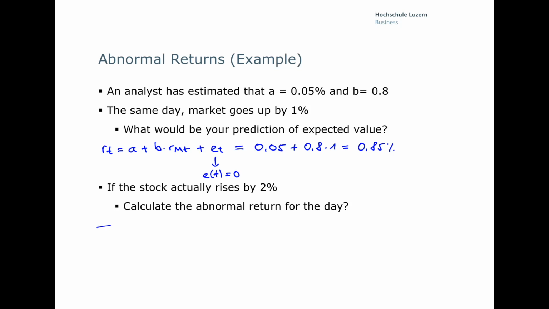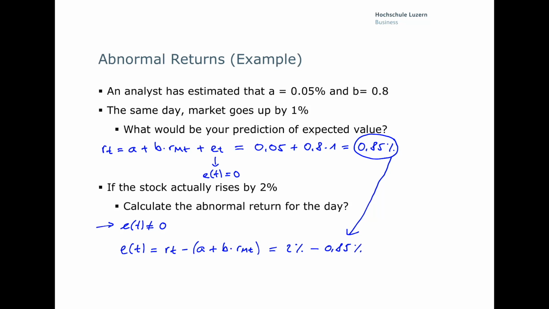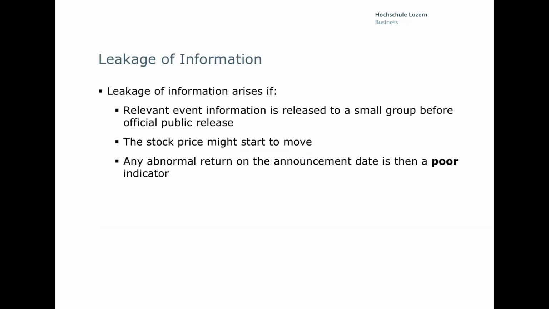If the stock actually rises by 2%, the analyst would infer that firm-specific news caused an additional stock return, which means that ET is not equal to 0. So, solving for the abnormal return ET, we can compute 2% minus the previously calculated predicted expected value of 0.85% equals 1.15%.